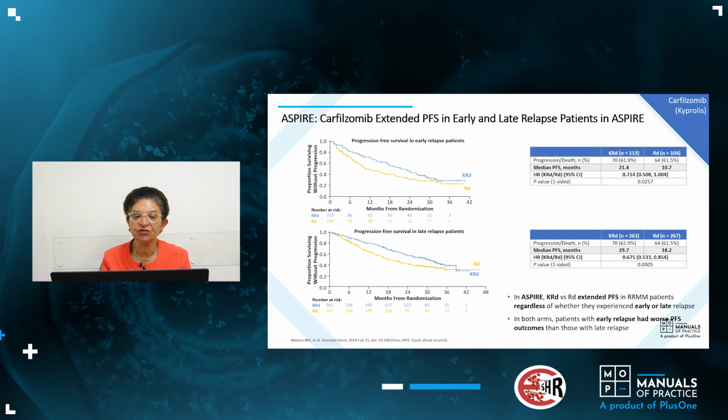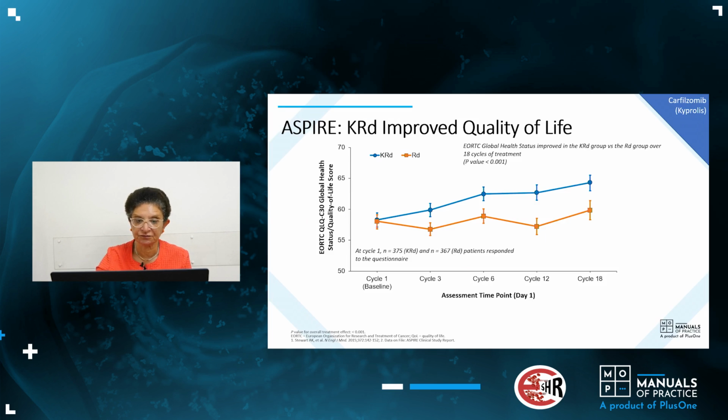How about the extension of progression-free survival, both in early and late relapse patients? Always the blue line is better than the yellow line. So even in patients that had an early relapse or a late relapse, the addition of Kyprolis to RD fared better, with better second progression-free survival after response to treatment.